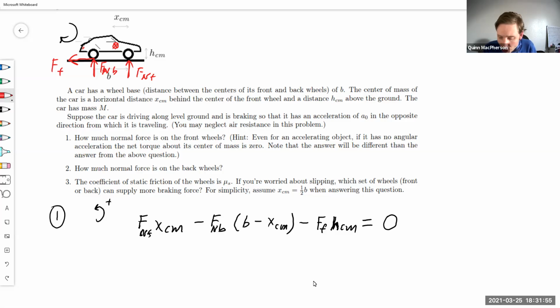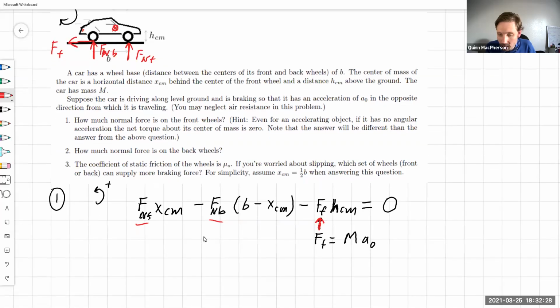What variables do we know? Which variables do we not know? So we don't know the normal force on the front. We don't know the normal force on the back. We do know the frictional force. Force friction is equal to the mass of the car times a naught. That's in magnitude. Its force friction is m a naught. Okay, so we know that one. We can plug that in there, but we don't know the front and the back. So we have two unknowns.